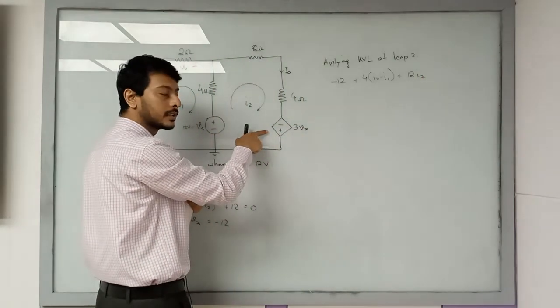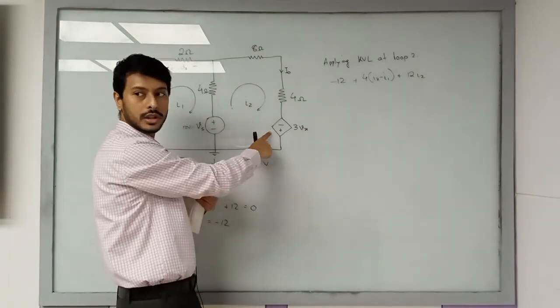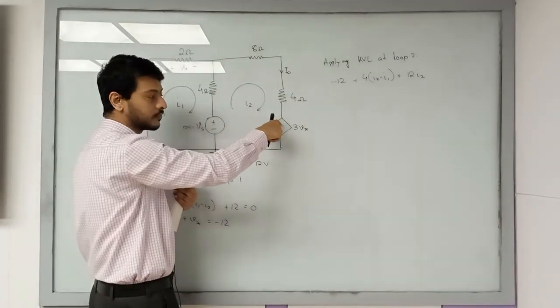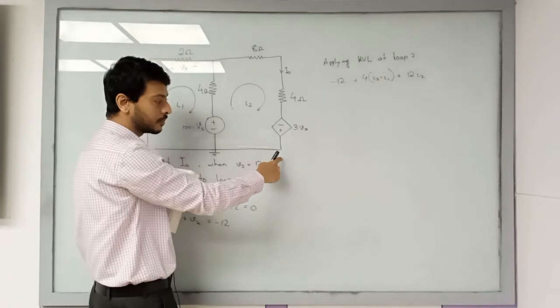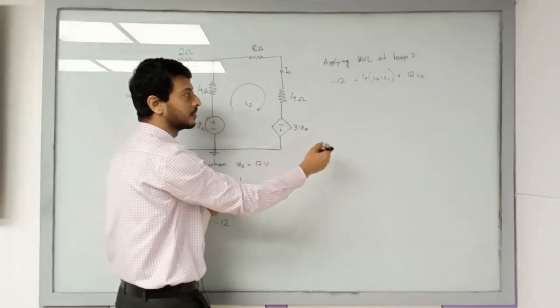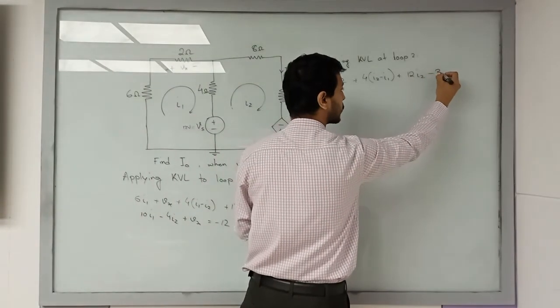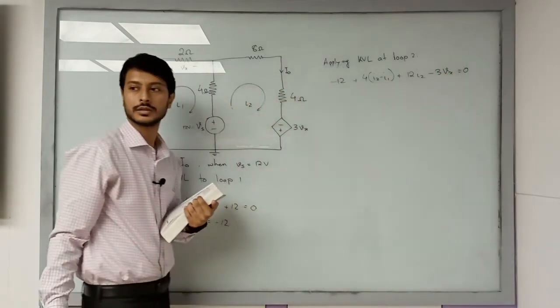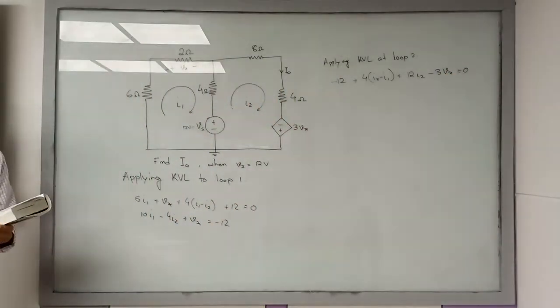Then you have a dependent voltage source. Current is entering through negative terminal and leaving through positive. So this will be negative. Minus 3 Vx is equal to 0. Okay? Do you understand?